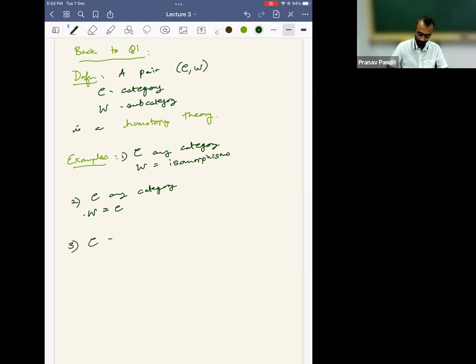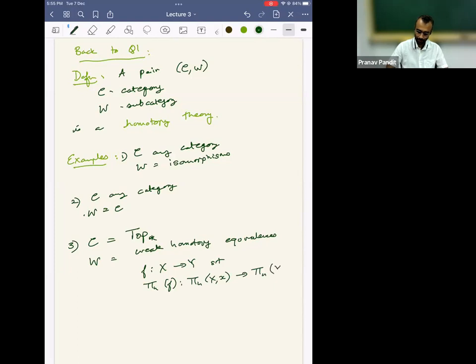But now let's go to some more interesting examples. You could take C equal to spaces, let's say C equal to Top_*, and W equal to the weak homotopy equivalences. You could take C equal to chain complexes. So maybe I should just recall what a weak homotopy equivalence is. This is a map f from X to Y such that the induced maps on homotopy groups are isomorphisms for all n.